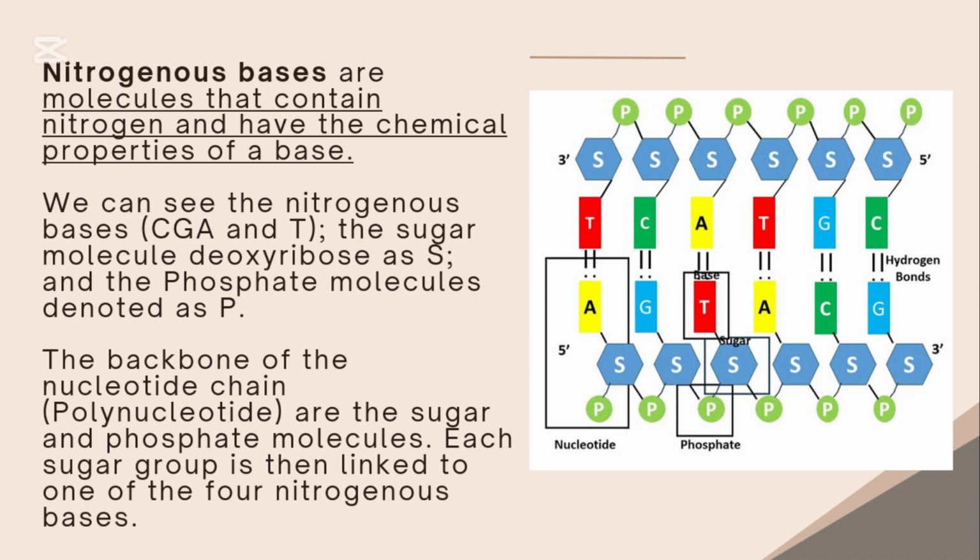Nitrogenous bases are molecules that contain nitrogen and have the chemical properties of a base. We can see the nitrogenous bases C, G, A, and T, the sugar molecule deoxyribose as S, and the phosphate molecules denoted as P. The sugar and phosphate molecules form the backbone of the nucleotide chain. Each sugar group is then linked to one of the four nitrogenous bases.